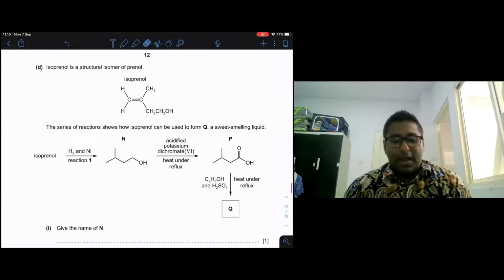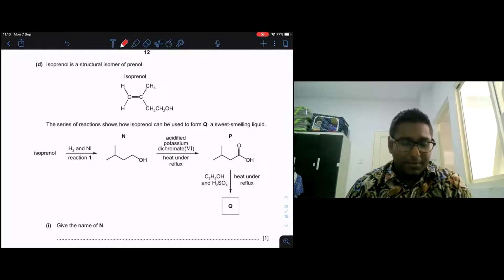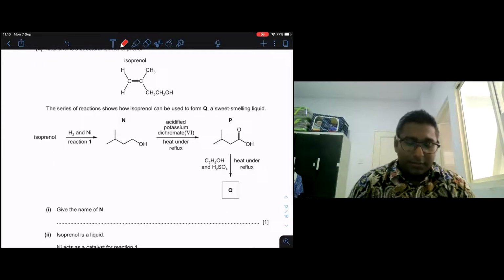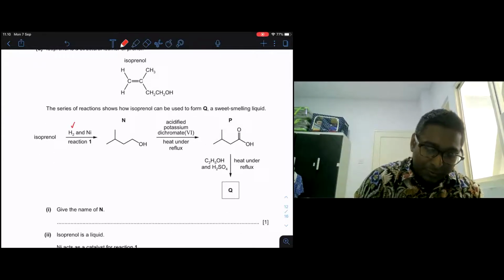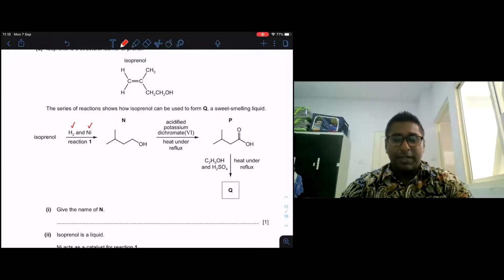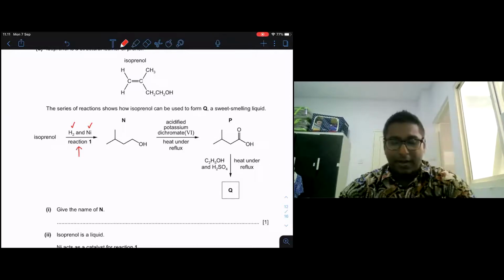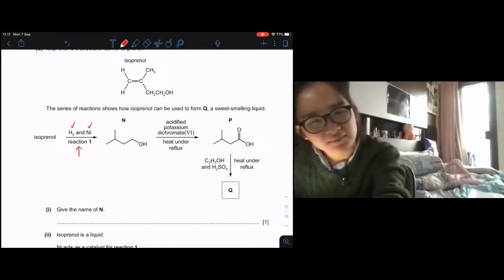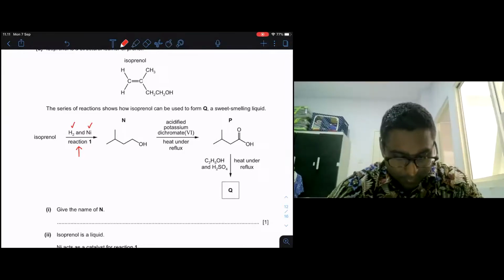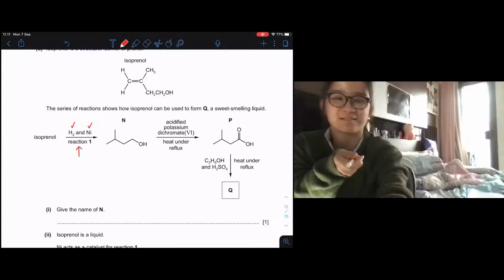Next. Isophenol is also a structural isomer of phenol. So they have this another phenol over here. Now here they mention this reaction, they react with H2 and Ni. Let's discuss further. What do you think will be the reaction happening over here, Lavi? H2 and Ni. Which one will react, carbon-carbon double bond or alcohol? Alcohol. No. Carbon.